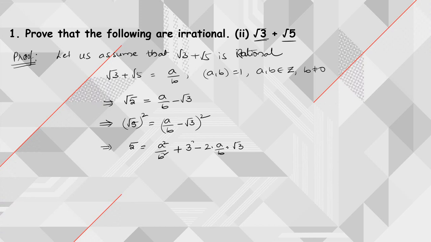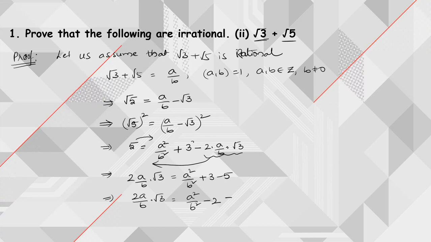Now in the next step, I am going to transpose this particular term to the left hand side and this 5 to the right hand side. Then I have 2a by b into root 3 is equal to a square by b square plus 3 minus 5. Now I can write this as 2a by b into root 3 is equal to a square by b square minus 2. On doing LCM, we have a square minus 2 times b square by b square. So this denominator b square and b get cancelled.